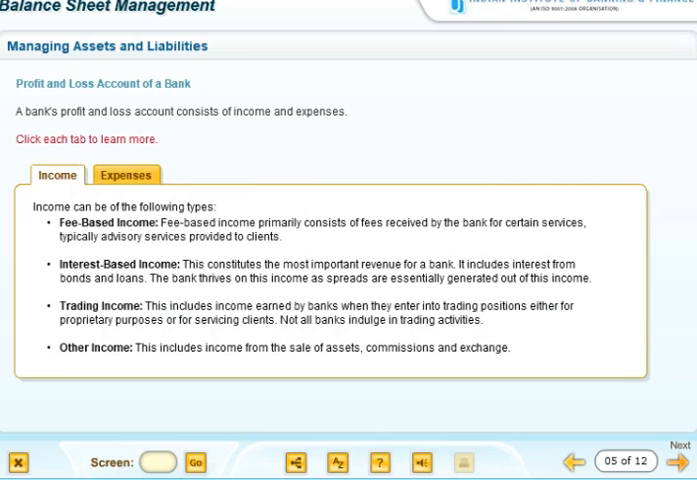A bank's profit and loss account consists of income and expenses. Click each tab to learn more.